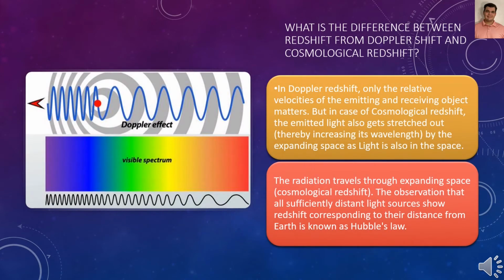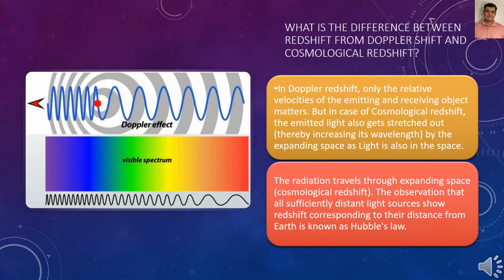Now, what is the difference between redshift from the Doppler shift and cosmological redshift? In Doppler redshift, only the relative velocities of the emitting and receiving object matters, but in case of cosmological redshift, the emitted light also gets stretched out, thereby increasing its wavelength, by the expanding space as light is also in the space. We can say the velocity of an object in space is accompanied by the inherent expansion of the universe. The radiation travels through expanding space in cosmological redshift.